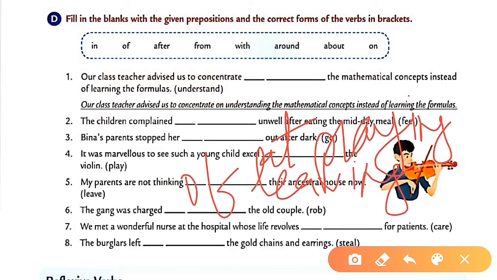Next, number six, the gang was charged as old couple. The gang was charged of robbing, R-O-B-B-I-N-G.